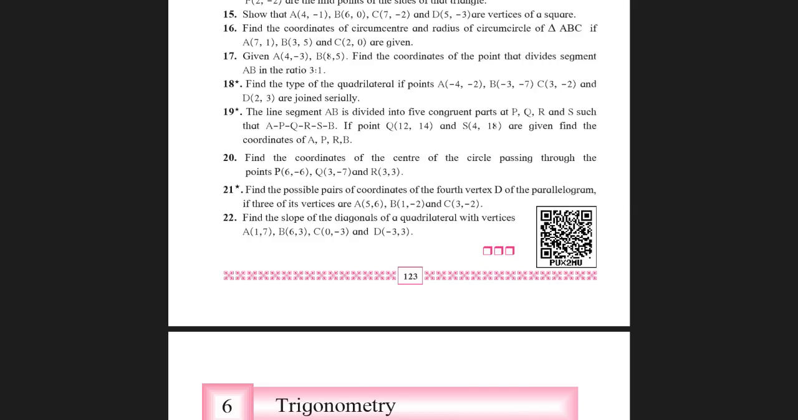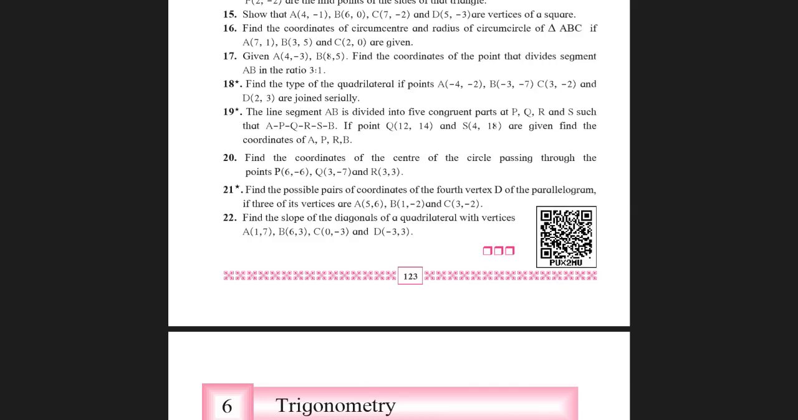Okay. Question number 17: given AB, find the coordinates of the point that divides segment AB in the ratio 3:1. So I have x1, y1, that is 4, comma minus 3. I have x2, y2, which is 8, comma 5. I have m is to n, 3:1. What I don't have is the coordinate of the point that is dividing it. What is the formula using? That is the section formula, no? mx2 plus nx1 upon m plus n, my2 plus ny1 upon m plus n. So you have to use the formula and do question number 17.